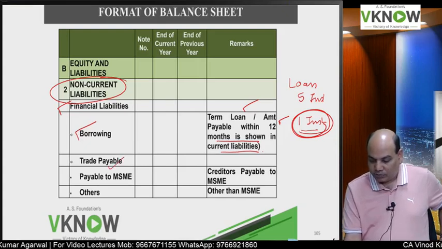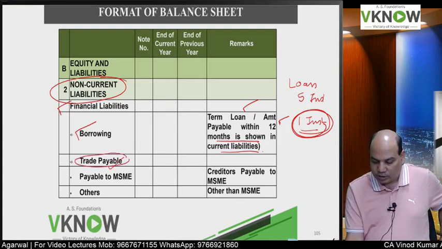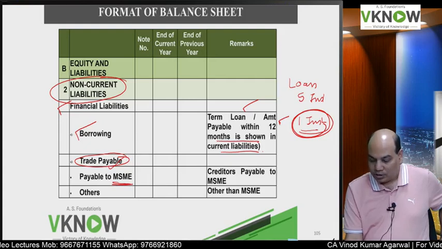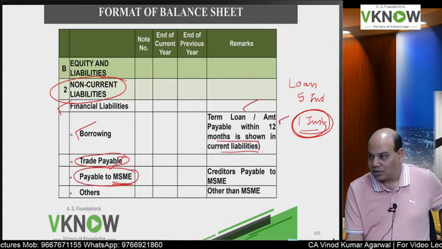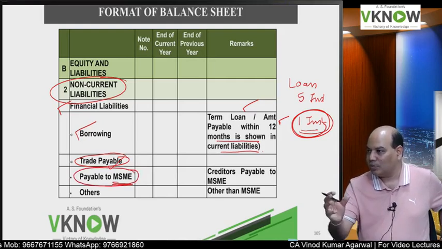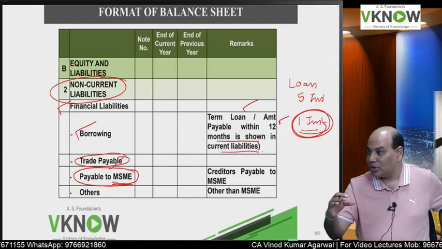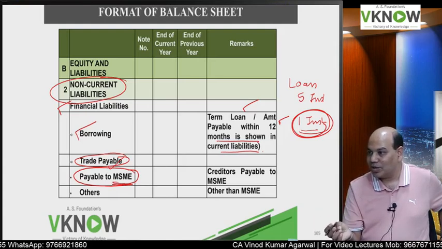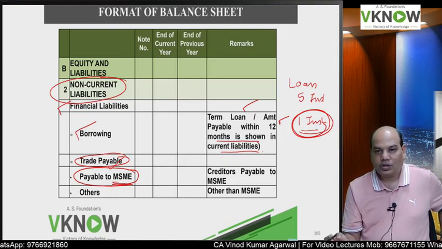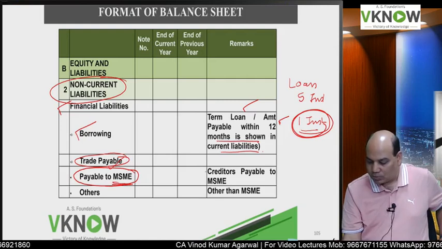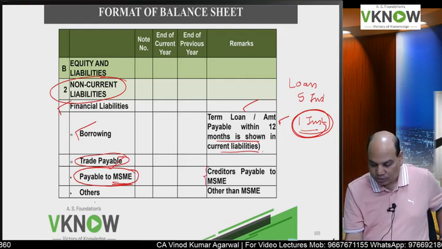Then trade payable. Now you have to divide the trade payable into two categories. Payable to MSME, micro, small, medium enterprises. Many companies don't pay MSMEs, their money is getting blocked. So they have a liquidity problem. The big companies are enjoying, small companies are suffering. So they have asked that you must disclose separately on the face of the balance sheet, and there are some more disclosures here, we'll come to that, and trade payable others.